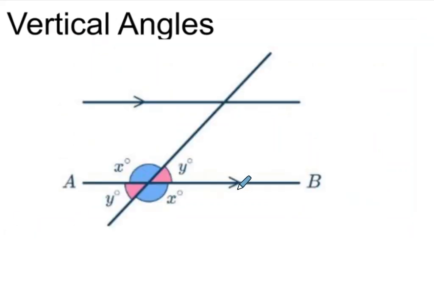We also can have vertical angles, but this one doesn't relate to it being parallel lines. It's a great review. Vertical angles are when you have an X and the two opposite angles are going to be equal.